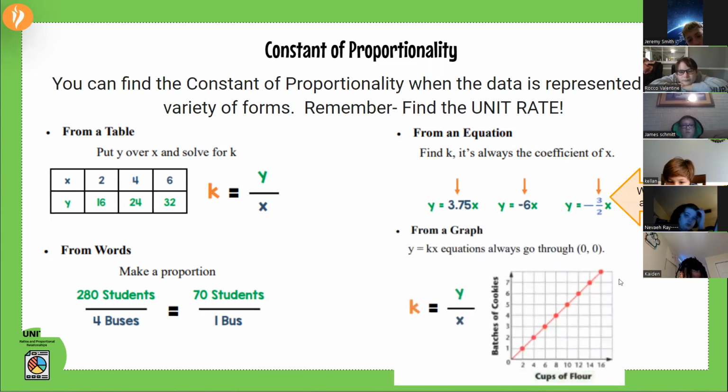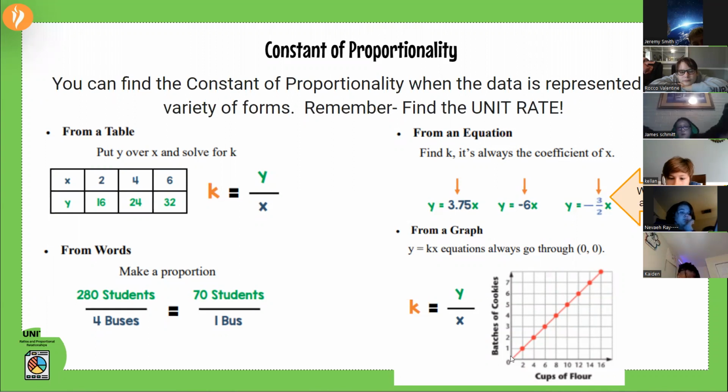All right, so here's another example of a graph that shows a proportional relationship. As long as your graph has a straight line, and the other criteria is that the line must touch the origin at 0, 0, that means it's proportional.